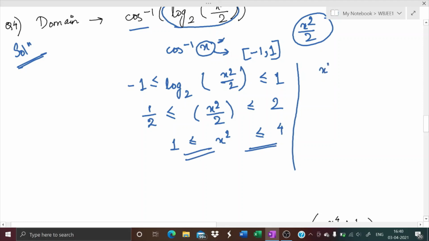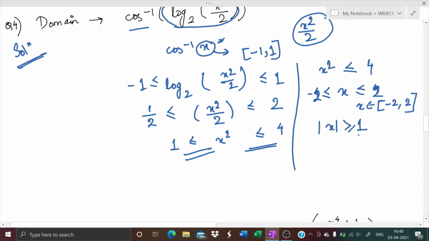So break it into two parts. Then x square is less than or equal to 4, then x would be between 4 and -4. Okay, so sorry, x would be between 2 and -2. So from here x belongs to [-2, 2]. And from the other inequality, I will be getting mod x is greater than or equal to 1, which means x is less than or equal to -1 and x is greater than or equal to 1.